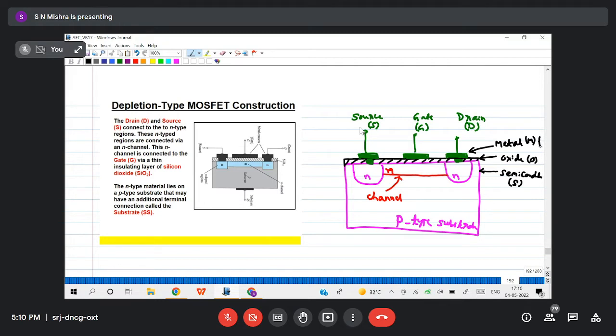If you observe from top to bottom, how will we move? First we'll see metal, then oxide, then semiconductor. That's why the name is given as MOS. And the working principle is as a field effect transistor: we'll see how the input voltage change will affect the output current. So that's why the name is given as MOSFET. Is it clear? Guys, is it clear? Any doubt?